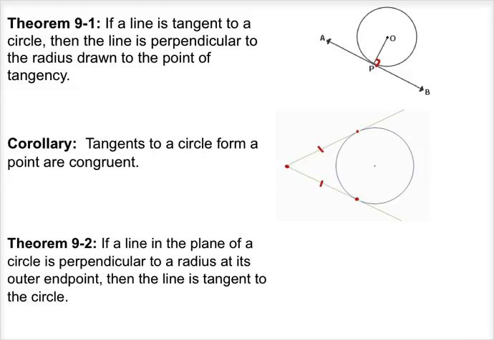Theorem 9.2. If a line in the plane of a circle is perpendicular to the radius at its outer endpoint, then the line is tangent to the circle. So it's sort of like what the first one was saying, except in reverse. It's saying, if I give you a circle, and I tell you that I have a radius in the circle, and that at the endpoint of the radius there is a line that happens to be perpendicular, then I know that this line on the outside could be called a tangent.